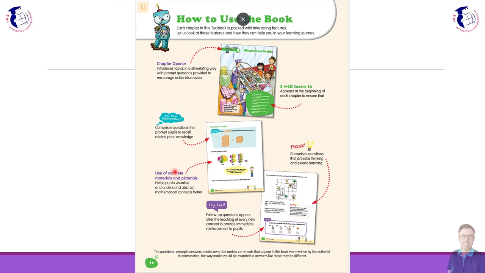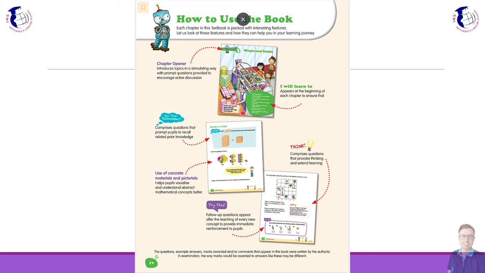Okay, you should be familiar by now with this book. It's the same as the previous books. It's got a slightly different cover. It's now called Top Maths instead of Smart Maths. But the inside is very similar to how it was before. You will get this bit, which is called a chapter opener. It introduces the topic in a stimulating way with prompt questions provided to encourage active discussion. So this we'll have a talk about in our first lesson.